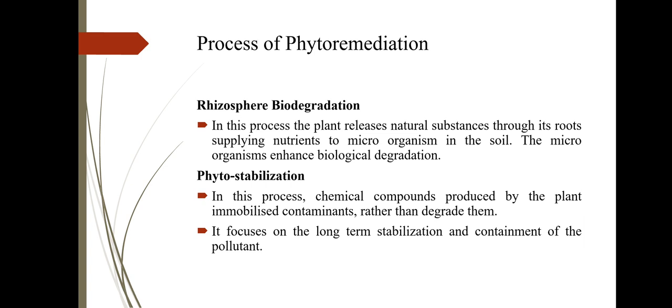Process of phytoremediation. The first is rhizosphere biodegradation. In this process, the plant releases natural substances through its roots, supplying nutrients to microorganisms in the soil. The microorganisms enhance biological degradation. The second is phytostabilization. In this process, chemical compounds produced by the plant immobilize contaminants rather than degrade them. It focuses on the long-term stabilization and containment of the pollutant.